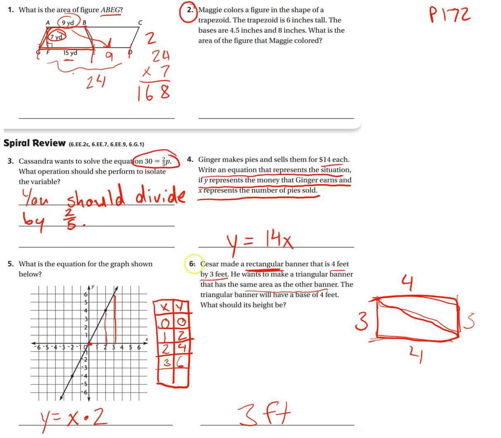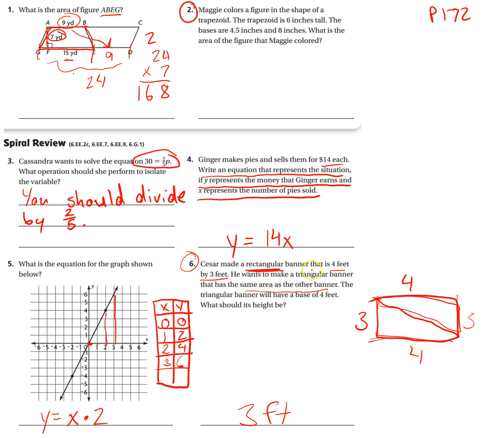Let me see. I'm double checking 6 because I see the book has a different answer, and that doesn't mean that the book is wrong and I'm right. We may both be right, or I may be wrong, or the book may be wrong. But I want to double check it because I do have different answers. So let me just double check.